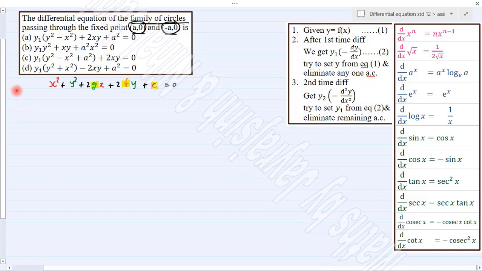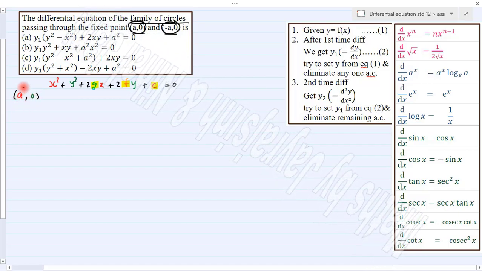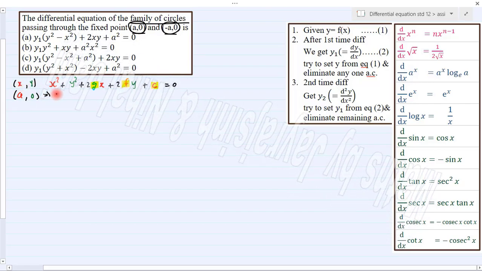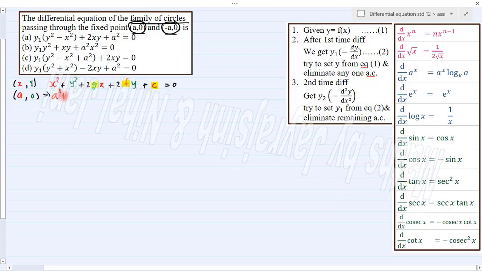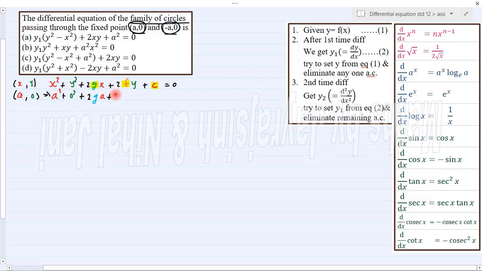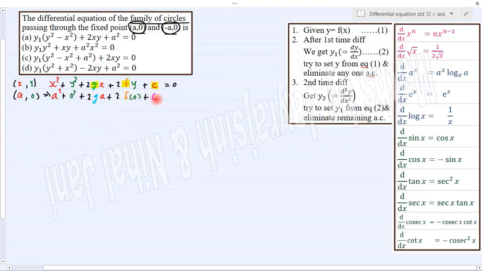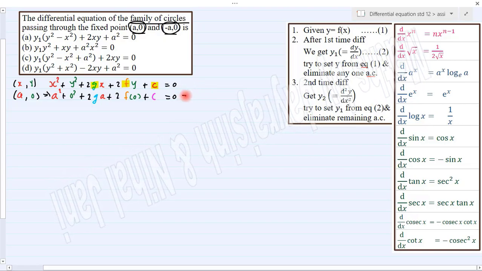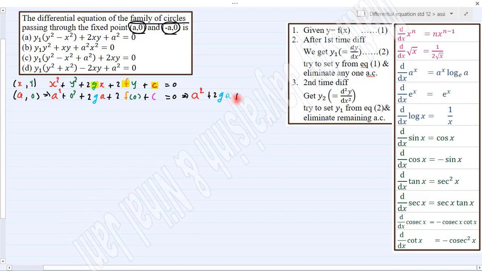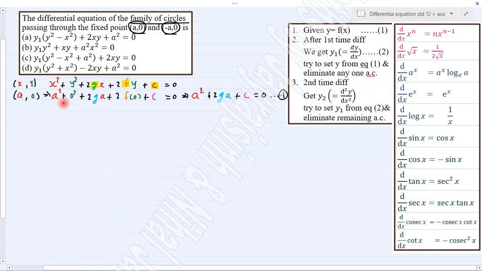Now, our circle is passing through a, 0. So here your x coordinate is a and y coordinate is 0. So our equation will become a square plus 0 square plus 2 times g of a plus 2 times f into 0 plus c is equal to 0. So here we'll get a square plus 2ga plus c is equal to 0. Let's say this is your equation number 1.